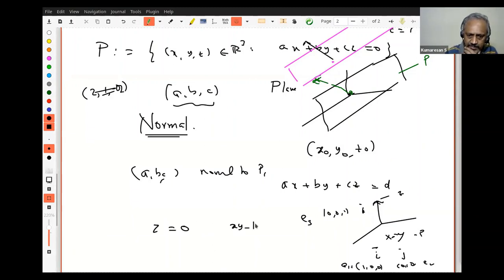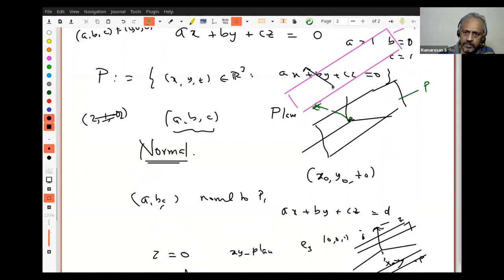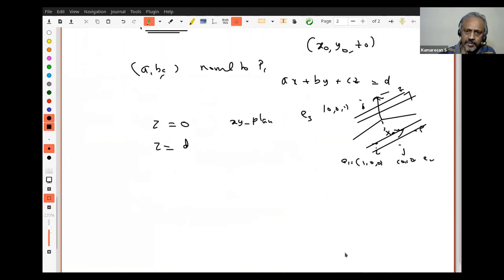You understand this? Now, when I say z equal to d, what does it mean? In the normal direction, go d units. If d is positive, I go here. If d is negative, it will be below. Are you following? So in the normal direction, you have to move d units. Here, I want this plane to pass through this point. What I have to look at is the distance between this point and this plane and move it. So how am I going to get it?